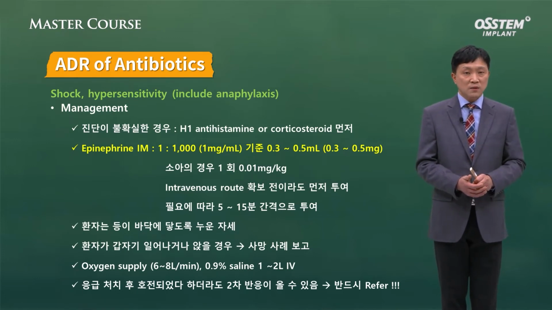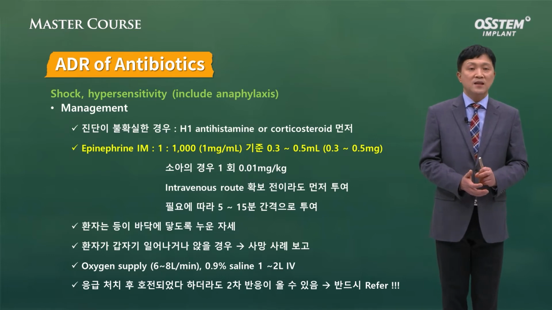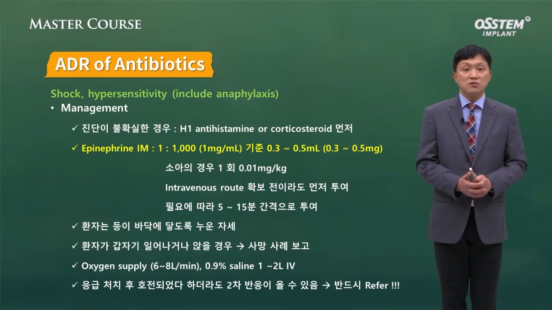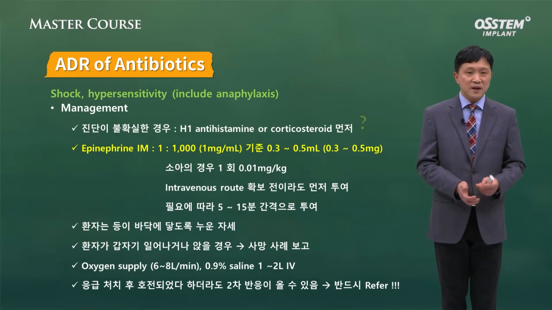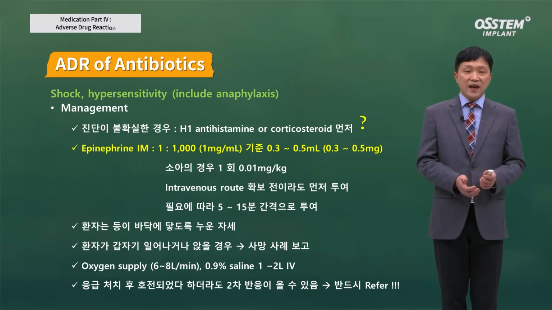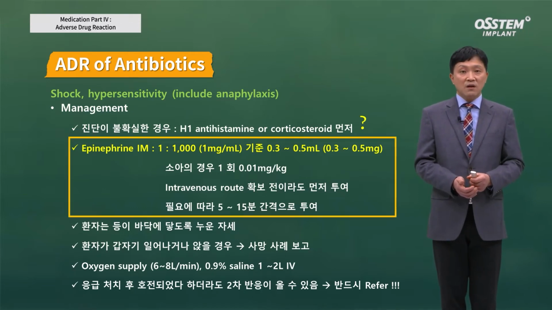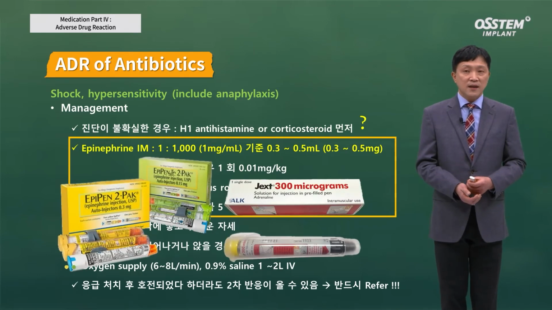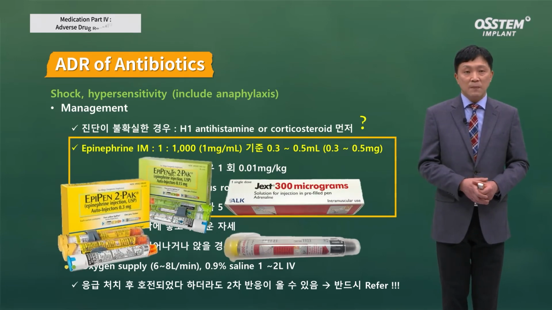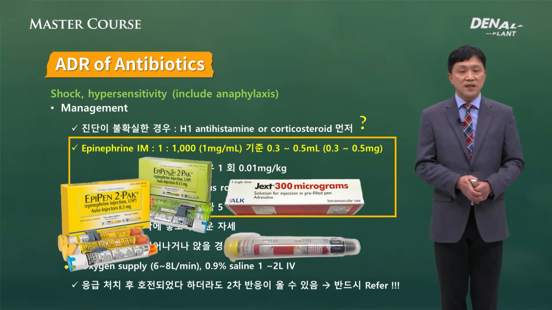After the improvement of symptoms following emergency treatment, secondary reactions can happen, so you need to call 911 to refer them to the general hospital. In this case, epinephrine should be administered first. As I said before, for emergency, we can use EpiPen or Jext.